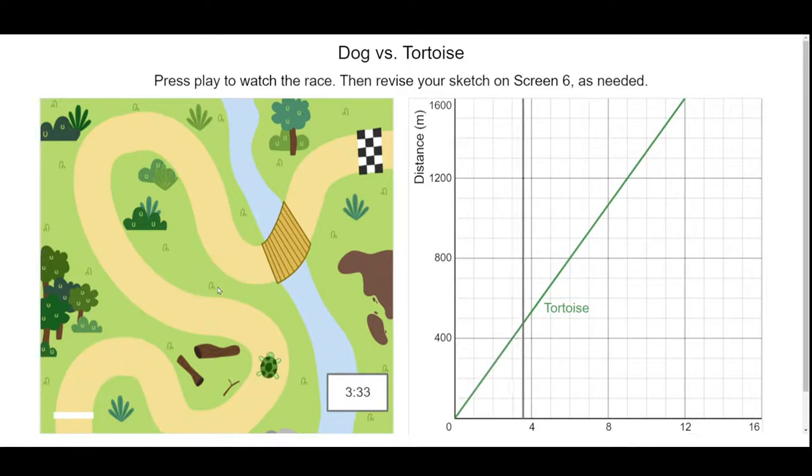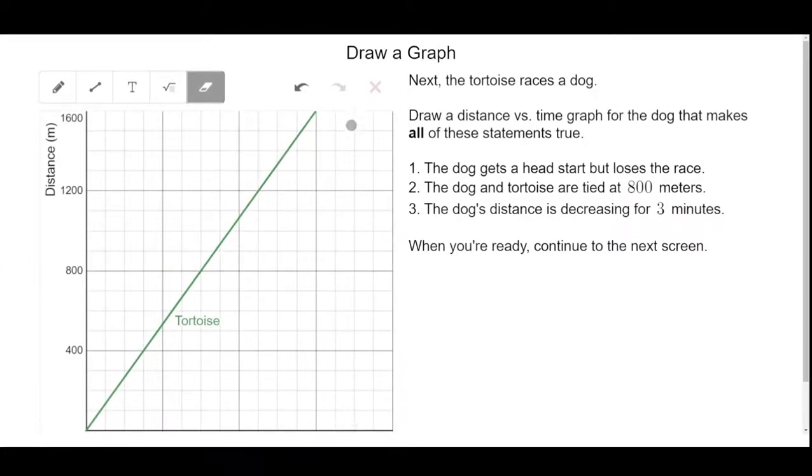As we see, the tortoise goes along the path. He's getting further and further away, or closer and closer to the finish line, and eventually he crosses, and that's it. So when you see a straight line like this, it's basically saying that an individual or something is increasing, getting further and further away, and they're moving at a constant pace.